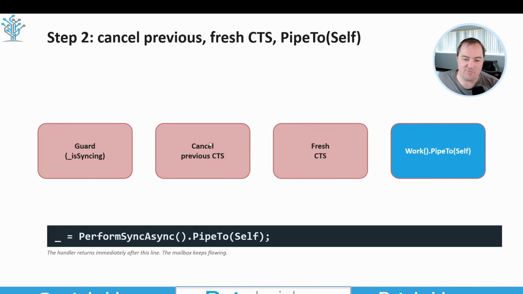And then basically if we get a new request for a job coming in, we're going to create a brand new cancellation token source. And then we're going to kick off the asynchronous work and have PipeTo deliver the success or failure message to us.